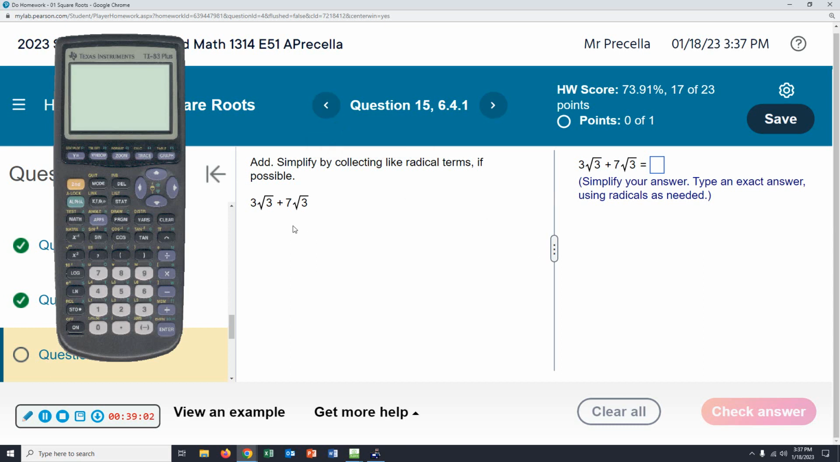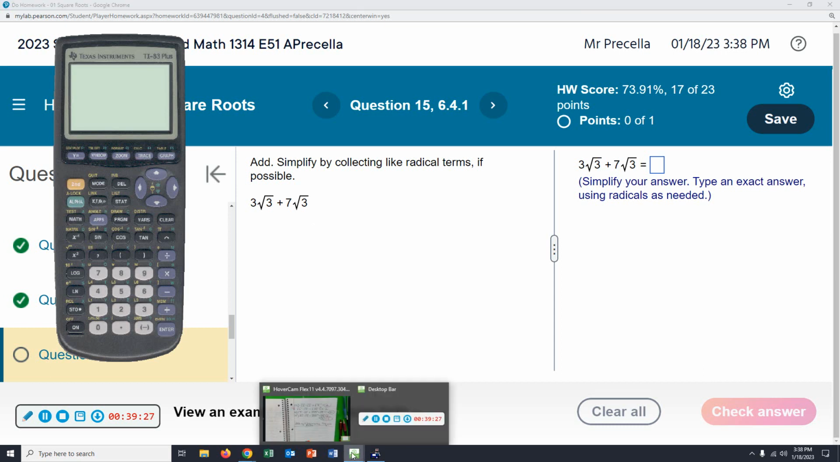If you're adding square roots, you've got to have the same square root, the same number under the square root, and then you just add the numbers in front of the square root. Do not add the square root of 3 to the square root of 3 and get a square root of 6. You want to write that problem down? Well, first of all, I want to write the rule for it.